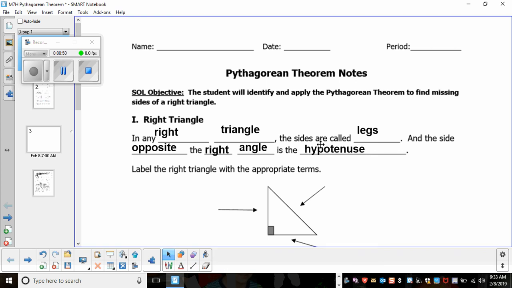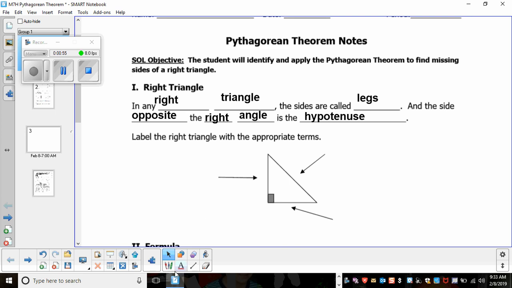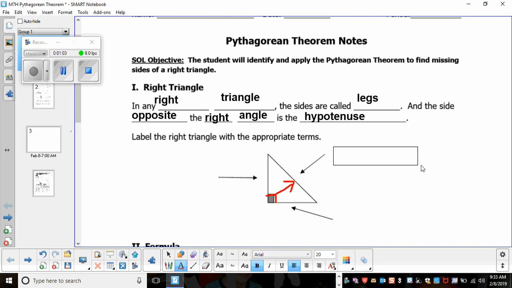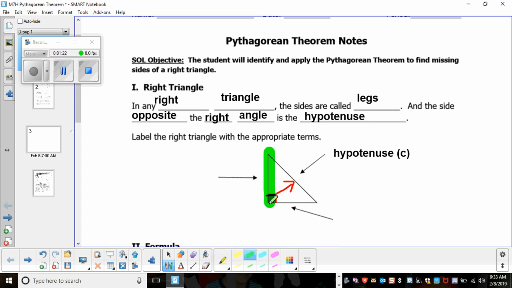Okay, so if we look here at this right triangle, it asks us to label the right triangle with the appropriate terms. So right here is your right angle. So the side across from that, we call that the hypotenuse. We will also call it C for short. And then these two sides are called the legs, and the way that I remember that is they make an L for legs. So I'll show you that here with my highlighter. And so this is the first leg and this is the second leg.